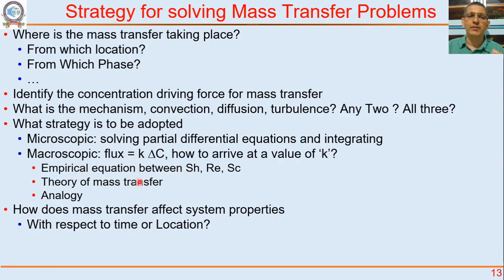Empirical equation? Theory? Analogy? How does mass transfer affect system properties with respect to time, like our sugar problem or a drug problem, or location, like our pipe problem? Think about it, revisit all the problems that we have done so far. Write this down in your notebook. Look at all the problems that we have done for mass transfer. You will see these are the steps that we have followed. So if you follow these steps, you will get the answer without any difficulty.